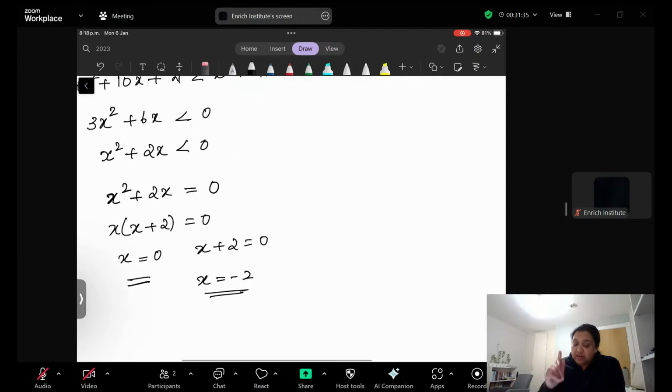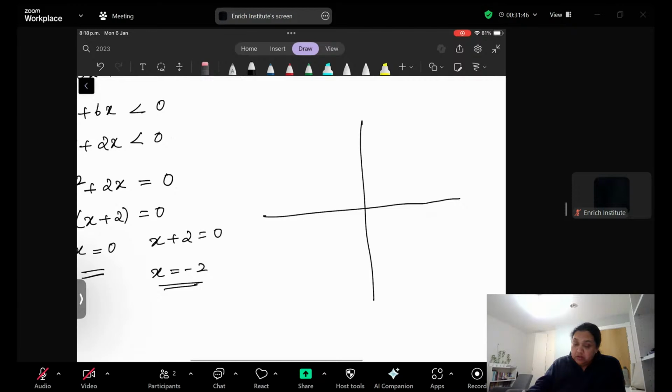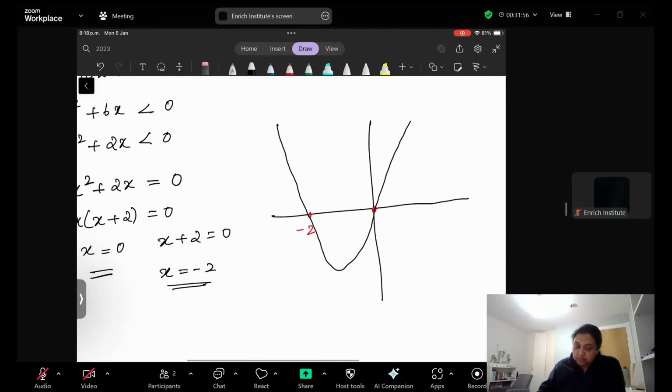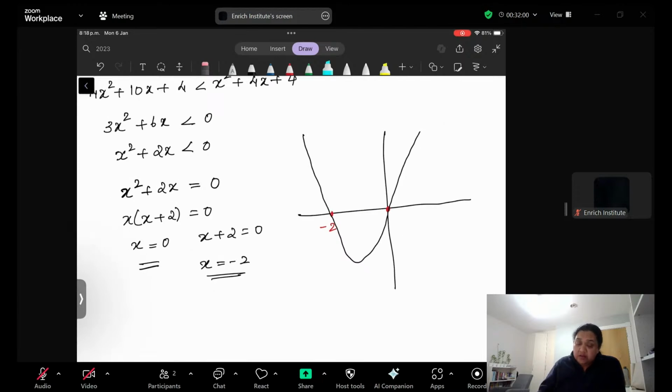Now, since it is an inequality, you should draw a graph. And I taught you the method how to draw the graph. If you need to draw the graph, you take 0 and minus 2. So this is 0 and this is minus 2. Then the graph will come like this, come down, and it will go like this. Now you look at the equation, x square plus 2x. What are they saying? x square plus 2x less than 0.